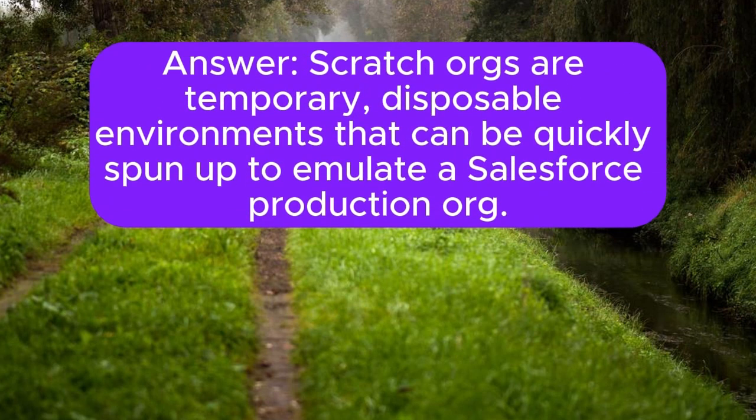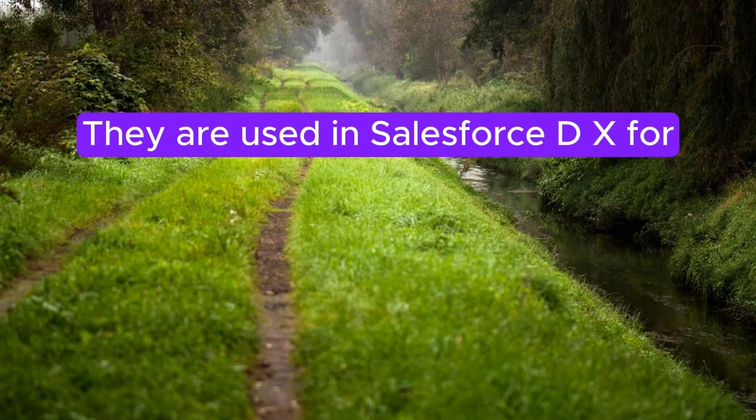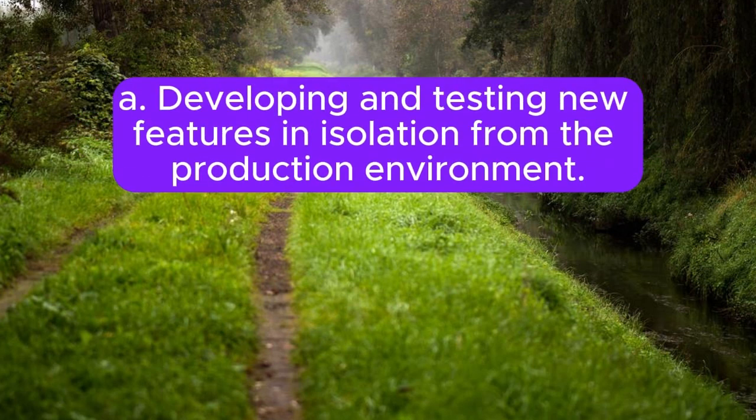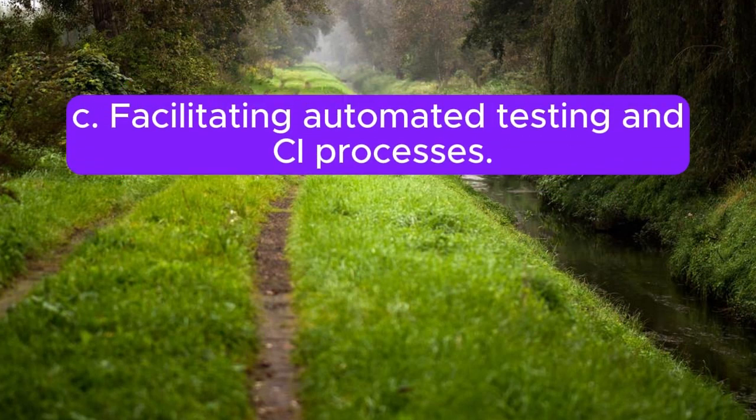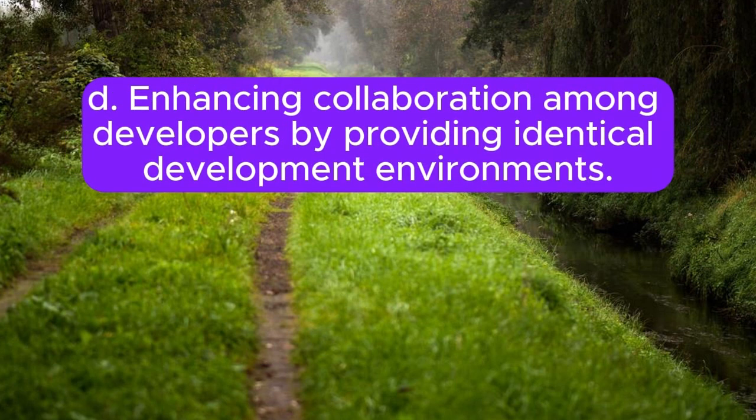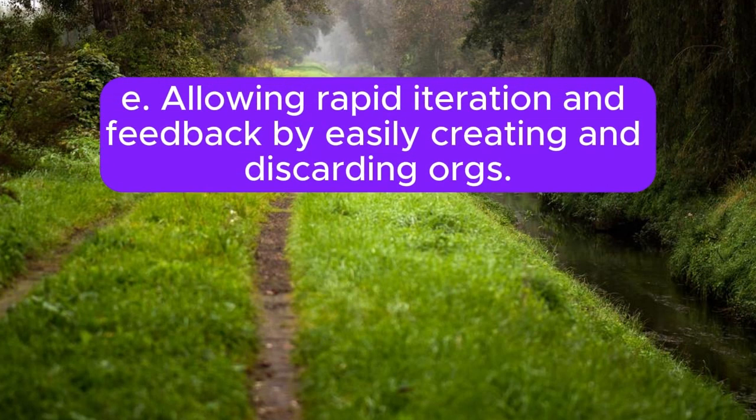Answer: Scratch orgs are temporary, disposable environments that can be quickly spun up to emulate a Salesforce production org. They are used in Salesforce DX for: A. Developing and testing new features in isolation from the production environment. B. Ensuring consistency and reliability by using predefined configurations. C. Facilitating automated testing and CI processes. D. Enhancing collaboration among developers by providing identical development environments. E. Allowing rapid iteration and feedback by easily creating and discarding orgs.